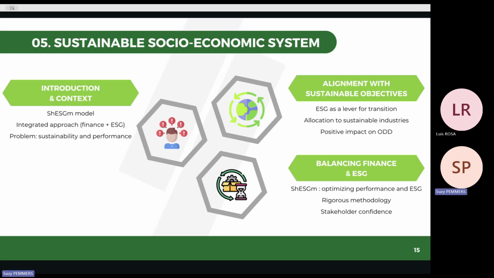And finally, we have balancing finance and ESG. The SHESGM model provides a precise solution for balancing financial returns and ESG impact. Unlike traditional approaches, it shows that it is possible to maximize financial performance while respecting ESG criteria, thanks to a rigorous methodology. This enables us to adopt an investment strategy that meets the expectations of our stakeholders, such as investors, companies, or civil society.